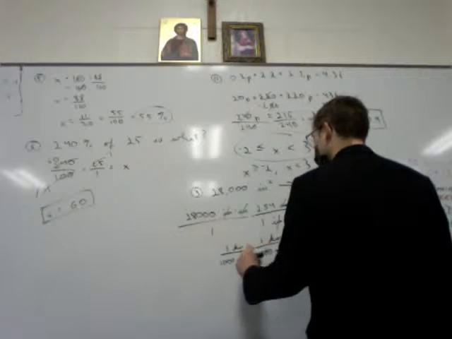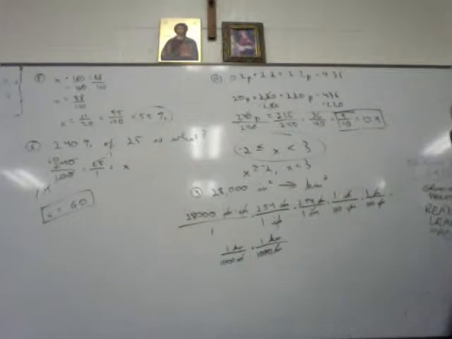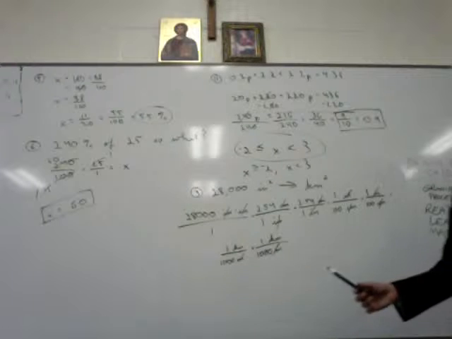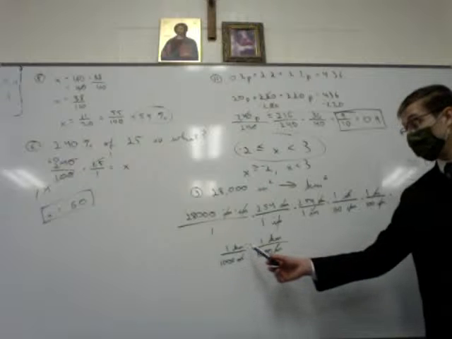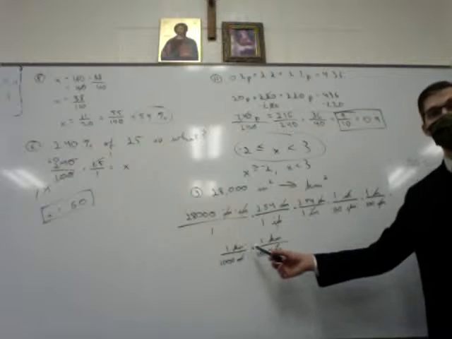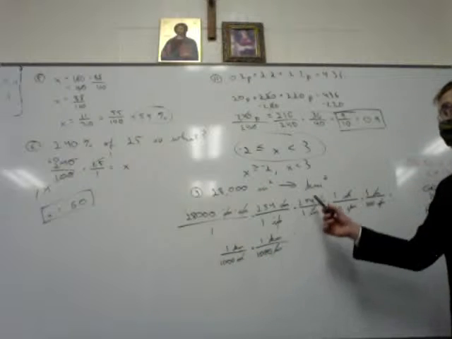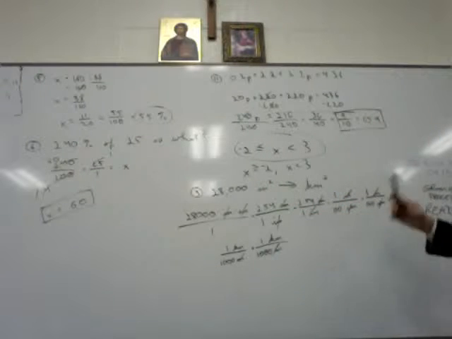Now, if we did this correctly, what units do we have left? Let's see if we did it correctly. Square kilometers, kilometers times kilometers. Is that what we're trying to get to? Yes. All right, we did something right. Notice every single other unit has been canceled out.